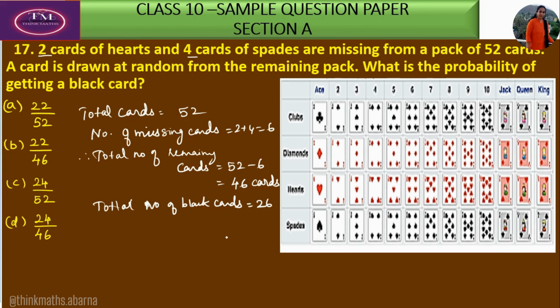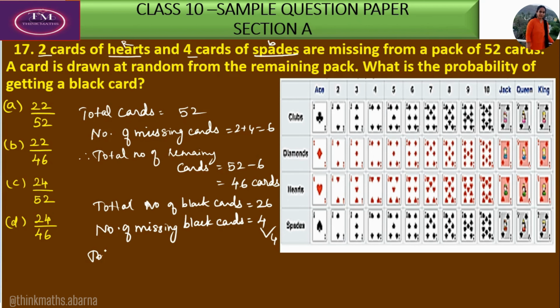In this, how many black cards are missing? So hearts and spades: which is black in color? Spade is black in color. Heart is red in color. So in spades, how many cards are missing? 4 cards are missing. So the number of missing black cards equals 4, because among spades and hearts only spade is black, because heart is red. So only 4 black cards are missing.